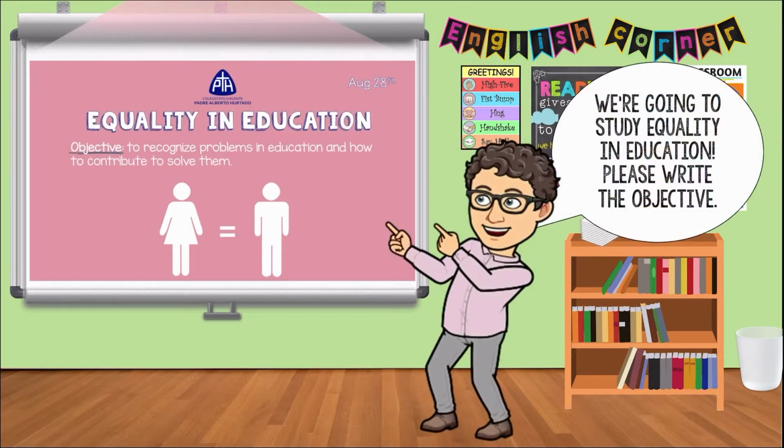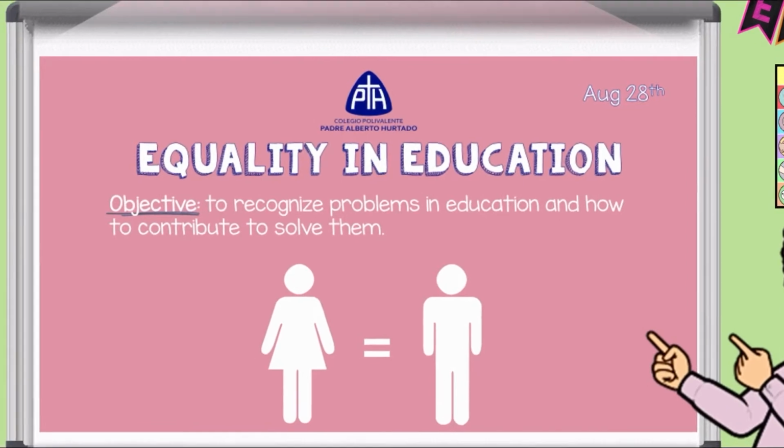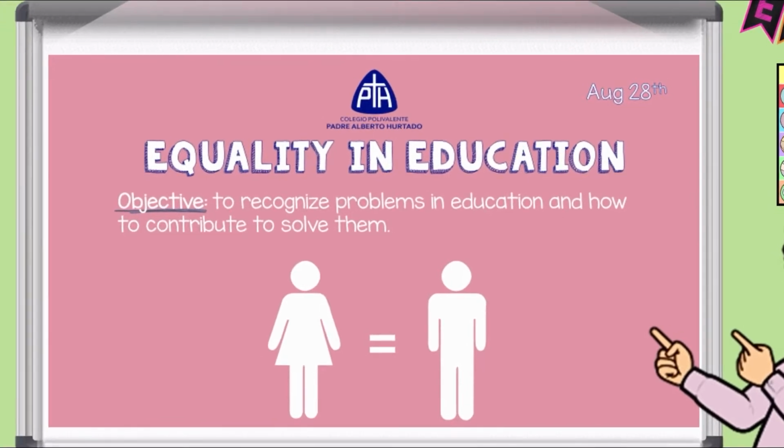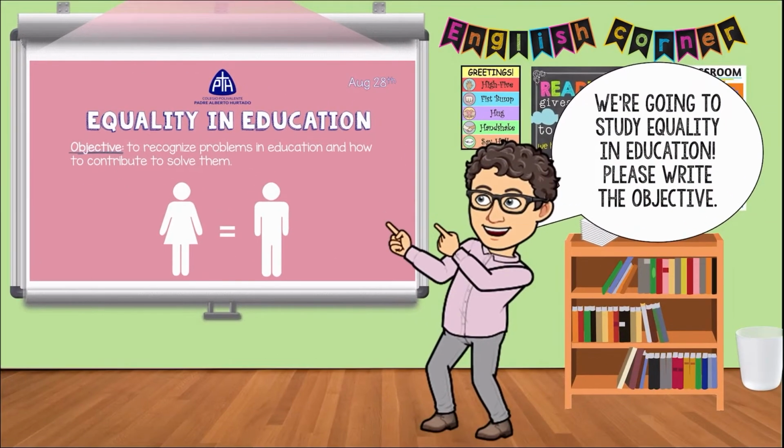We are going to study equality in education. Please write the objective. I'm going to zoom in here. The title of the lesson is Equality in Education. The date is August 28th. And the objective is to recognize problems in education and how to contribute to solve them. Okay, let's keep going.